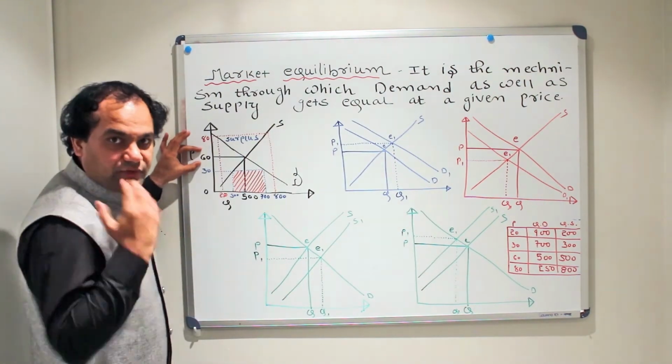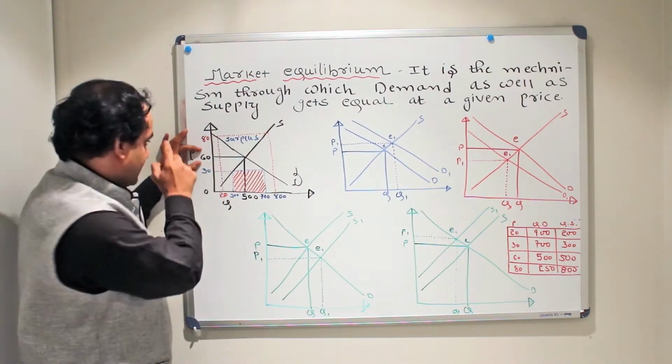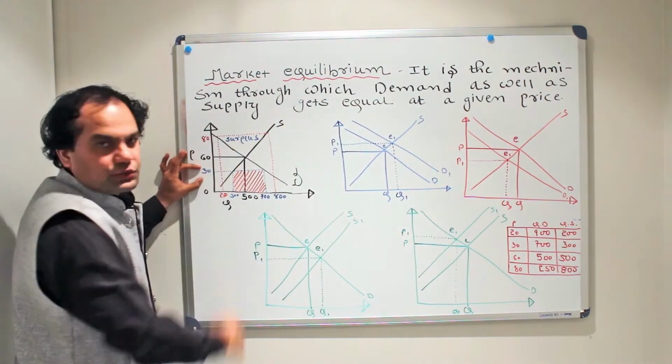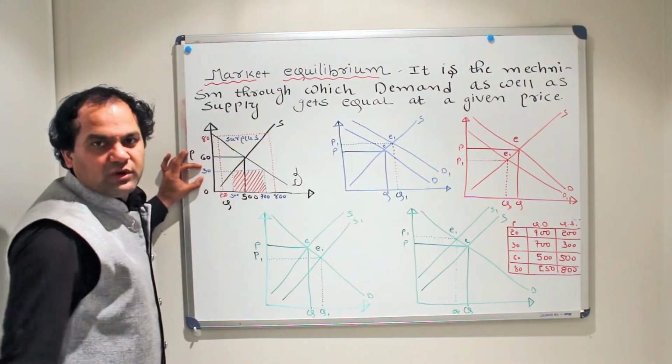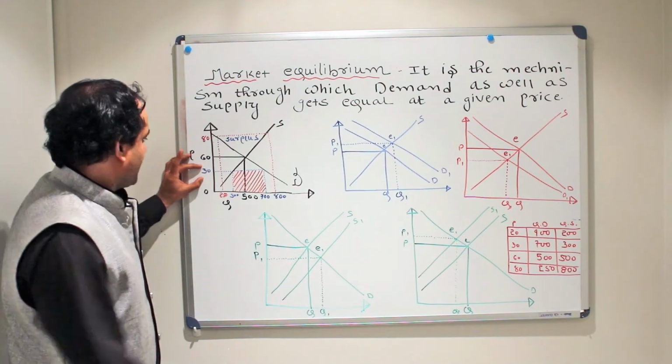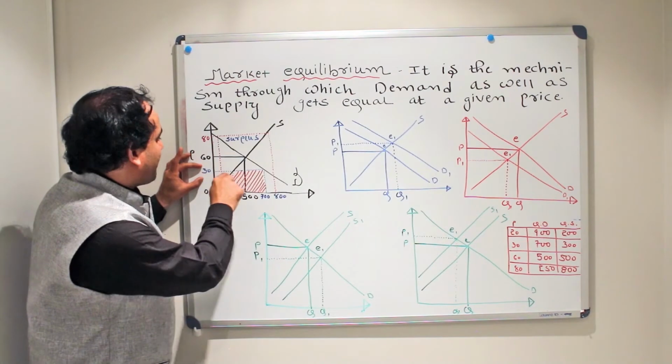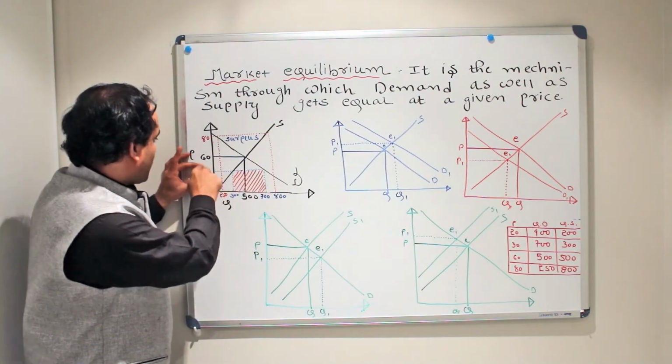This is the price fixed by the market forces, 60. But if government decides that 60 is too high, you can only sell it for 30. This is the maximum price that you can charge. So this is called price ceiling.